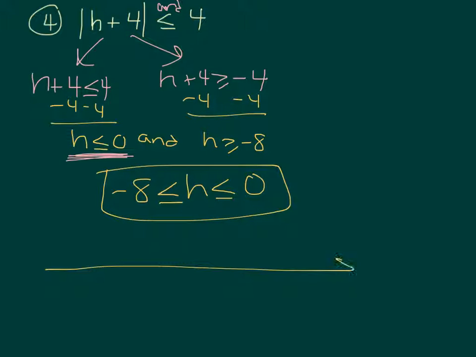So now I'm going to draw my picture. Going by twos again. If you don't want to go by twos, you don't have to, but it might be easier sometimes. So then I am going to have a closed circle at negative 8 and a closed circle at 0, and then I'm going to shade everything in between those two values. And that's my answer.